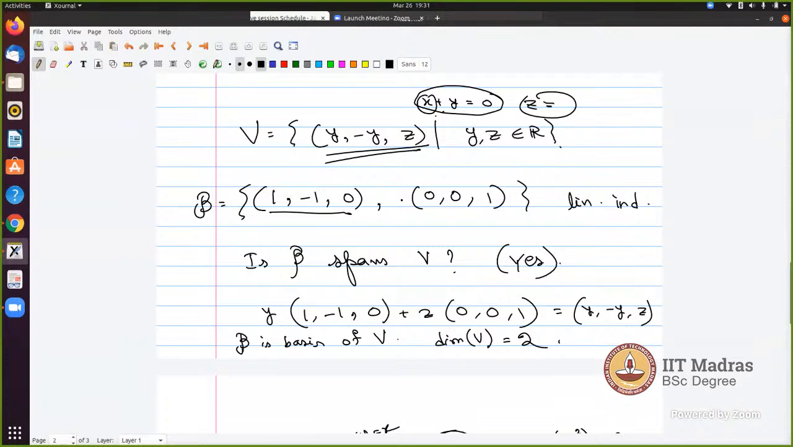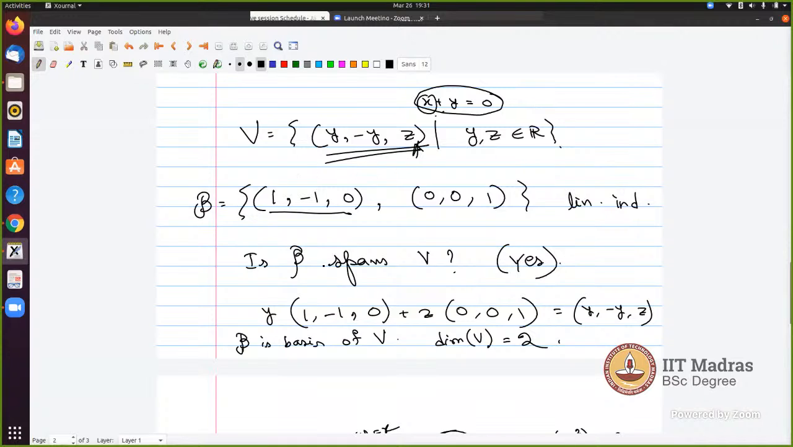Z can take any values, right? Z is independent, right? Z can take any values, that's what I am saying. Then how are we getting dimension 2? They are 2 independent. So that is the point.